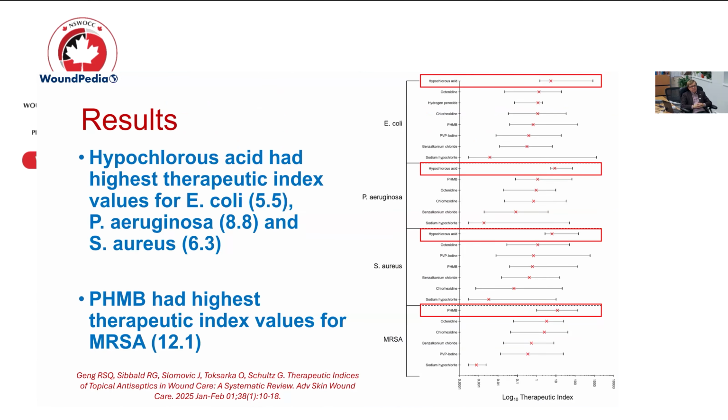And this is the therapeutic index. And you should look this up, but this is looking at toxicity data that we did with the late Greg Schultz and some medical students and residents from University of Toronto. And what we saw was that hypochlorous acid had the highest therapeutic index for E. coli, Pseudomonas, and Staph aureus. And the higher number meant that it protected host cells over the minimal bactericidal concentration. Next slide.